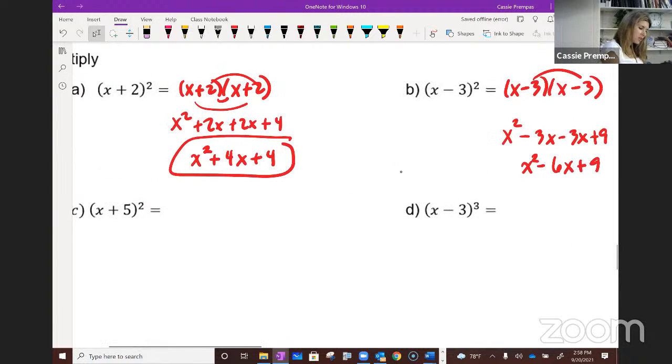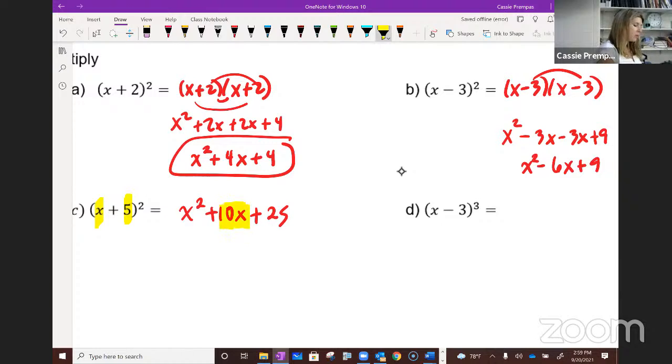Let's do one more. Letter C. Or maybe you already see the pattern. Does anyone know what C will turn out to be? x squared plus 10x plus 25. Caroline, how'd you do that so fast? What did you see? You can also tell because it's x squared and then it would be the number times 2. Awesome. Good. So that middle one, notice 5x, this is 10x.